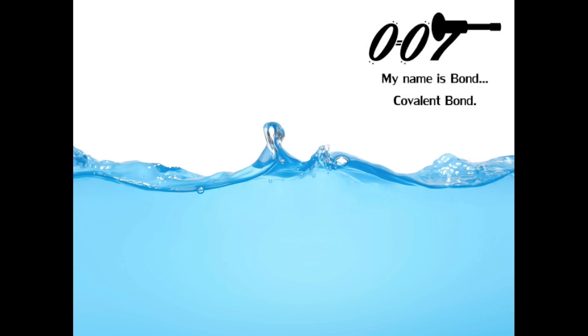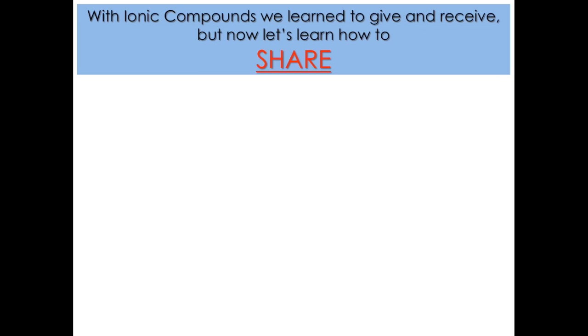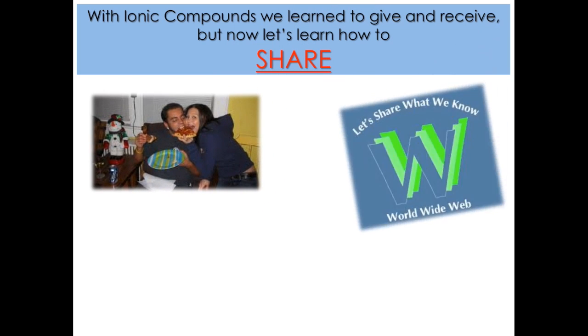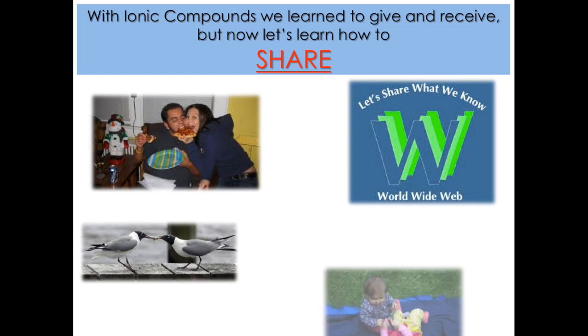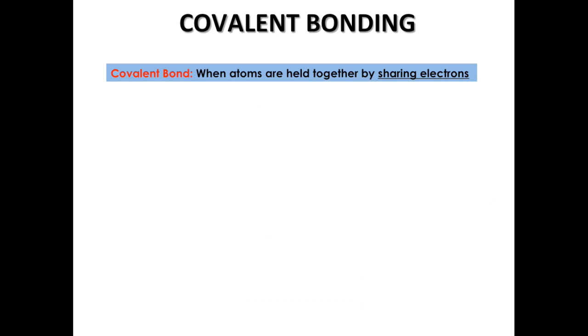Covalent bond. With ionic compounds, we learn to give and receive, but now let's learn how to share. Covalent bonding. Covalent bonds are when atoms are held together by sharing electrons.